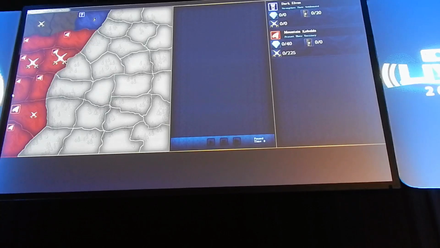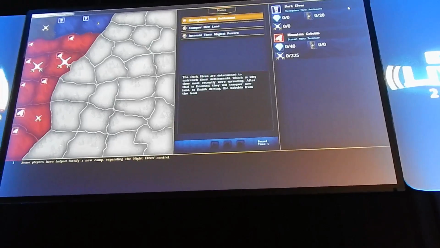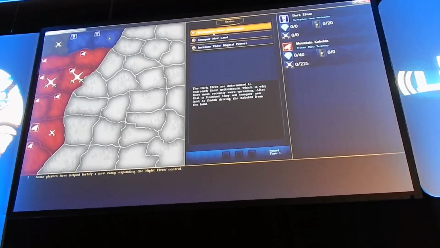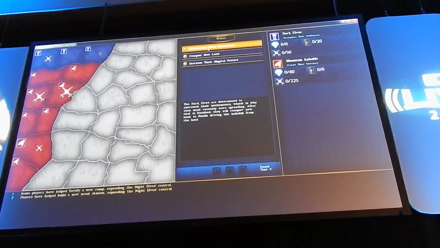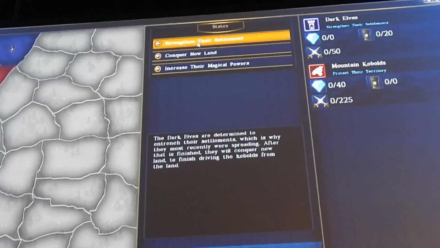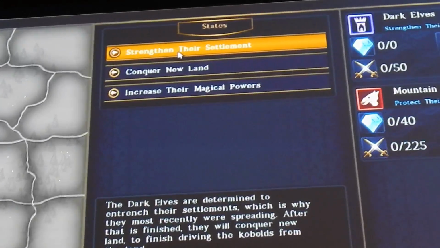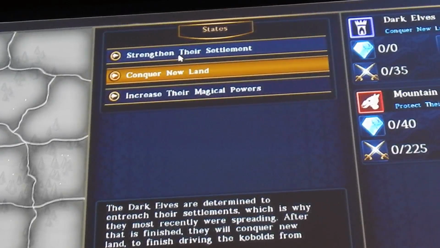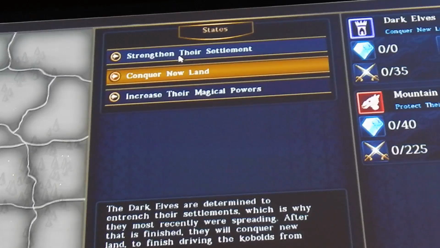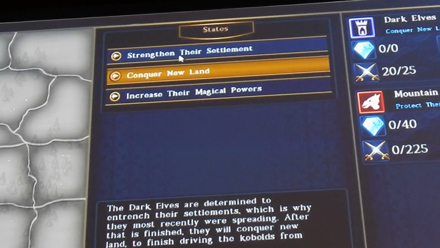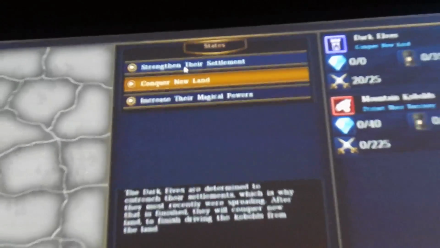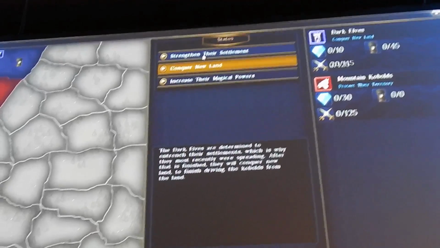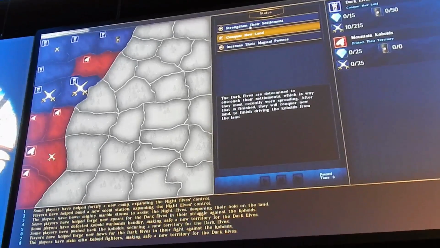So let's have a look at what it is. The first need that the elves have is to strengthen their settlement, and they reach a source of resources that can help them. Once they have those, they clear the path for new resources and we gain control of new territory.